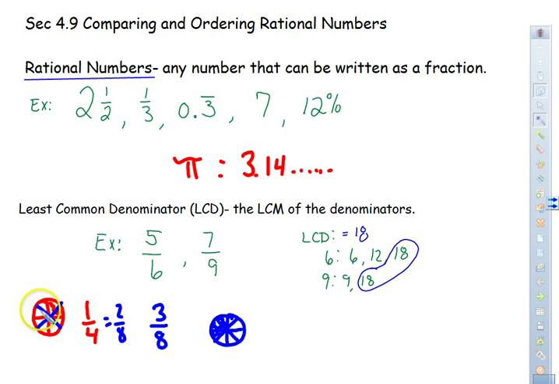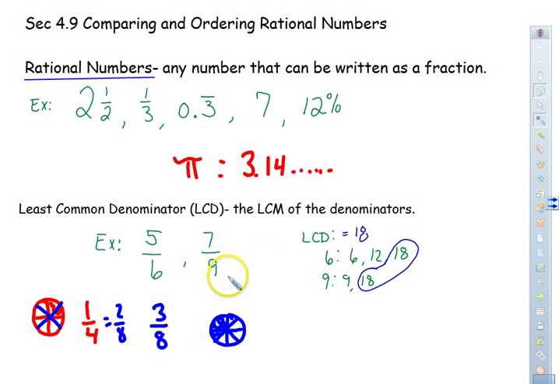Now that we have an equal amount of slices, the slices are the same size, we can now compare and say, well, this has 3 slices, this only has 2, this is the larger pizza, or the larger fraction, I should say. Just a quick way of discovering the difference between these two and why it's important to make common denominators.